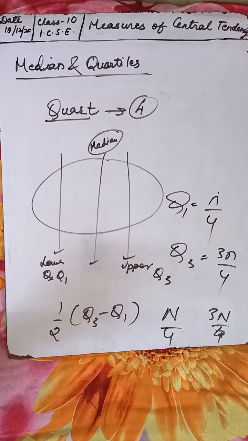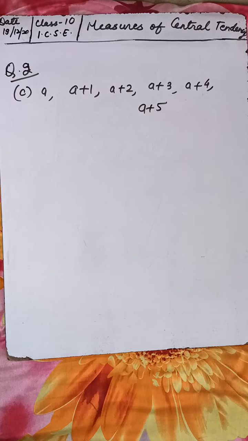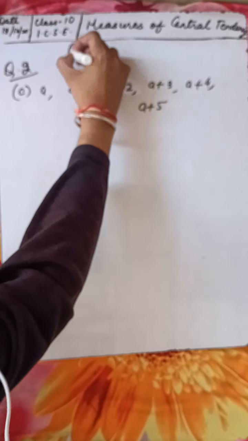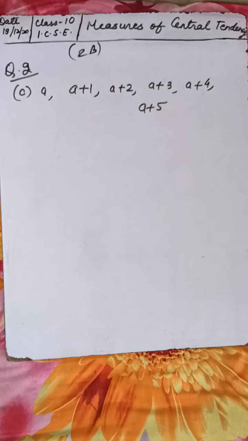So we need to calculate the range of the data and the interquartile range of the data. And then we'll see the median of the classified data, and we will understand the median and quartiles from the ogive. Okay, so let's start the exercise from here. I'm starting exercise 2B, from question number 2.